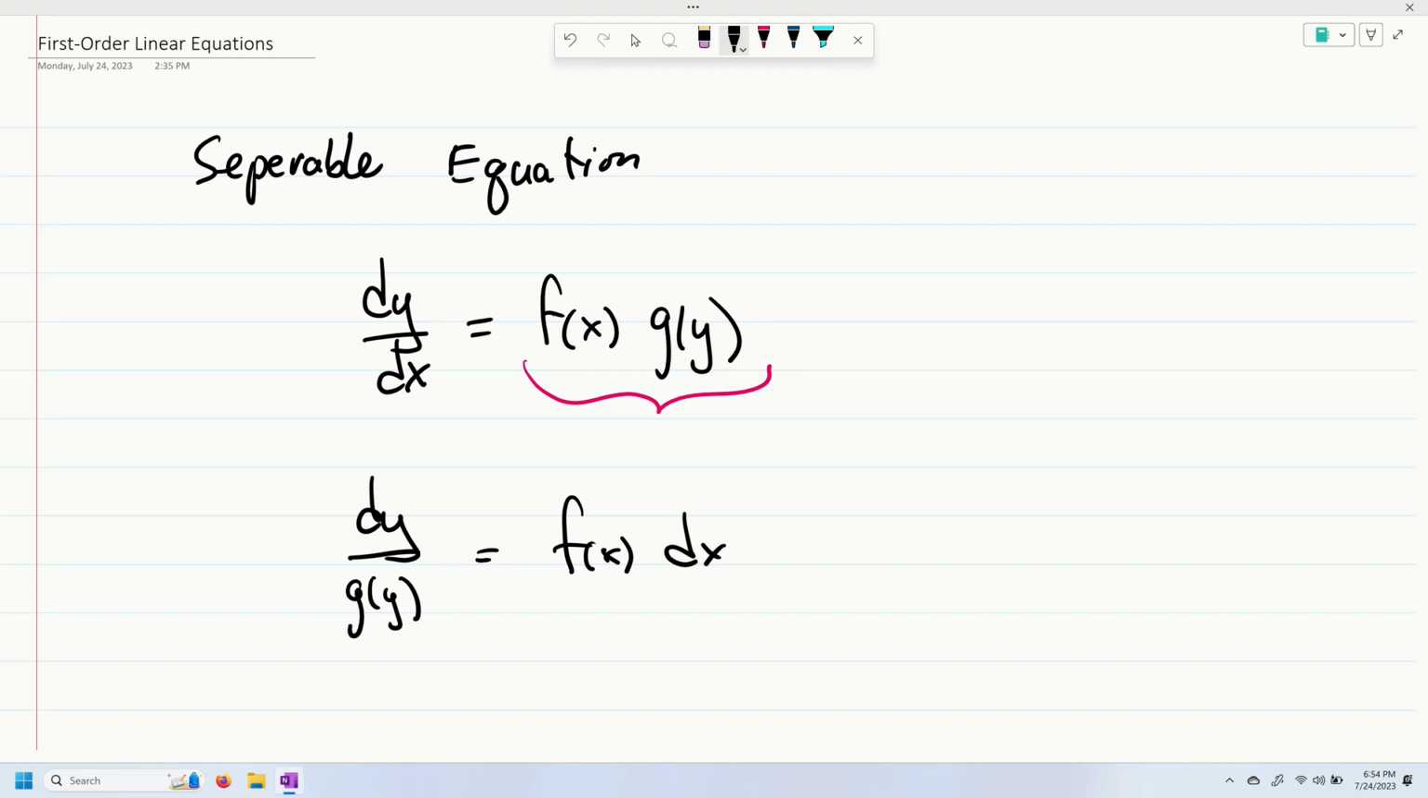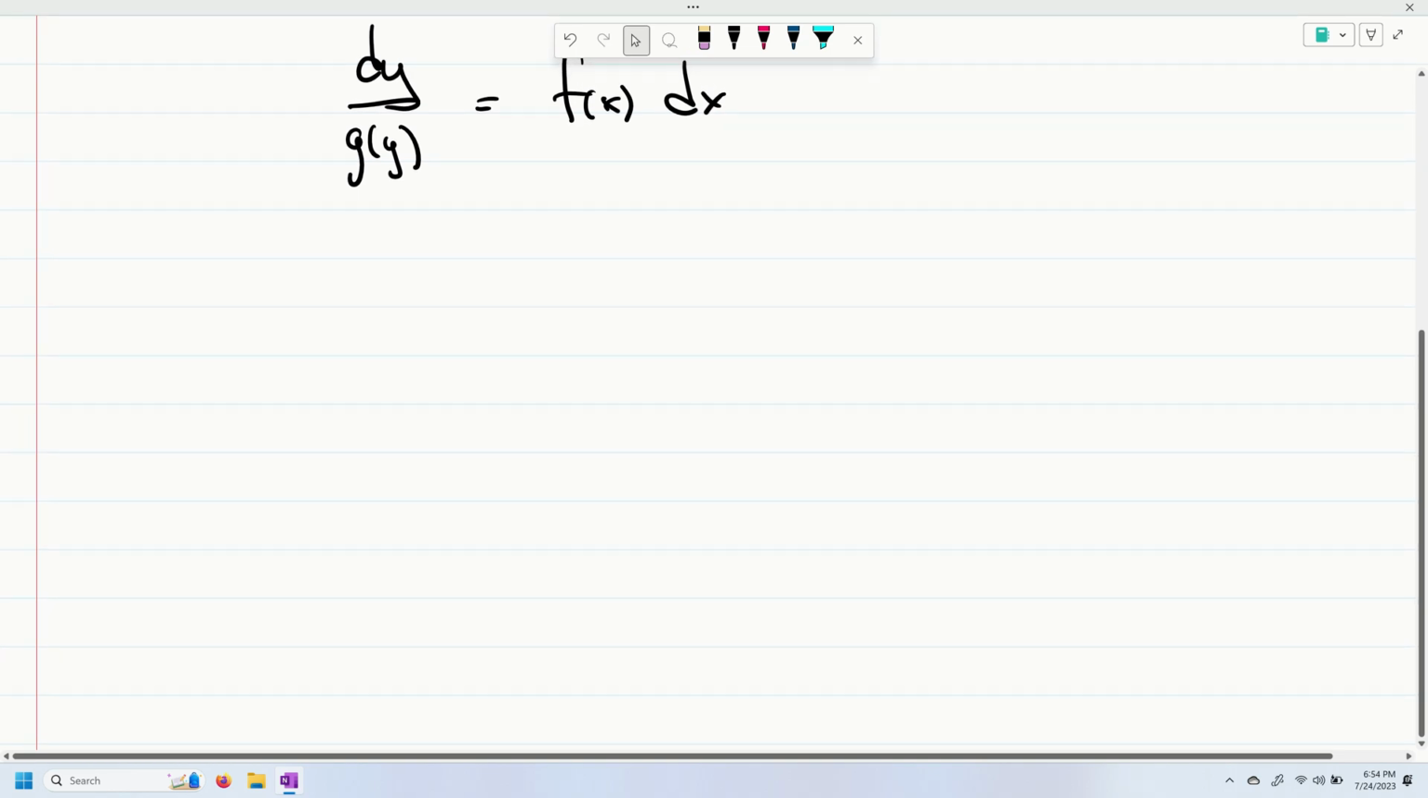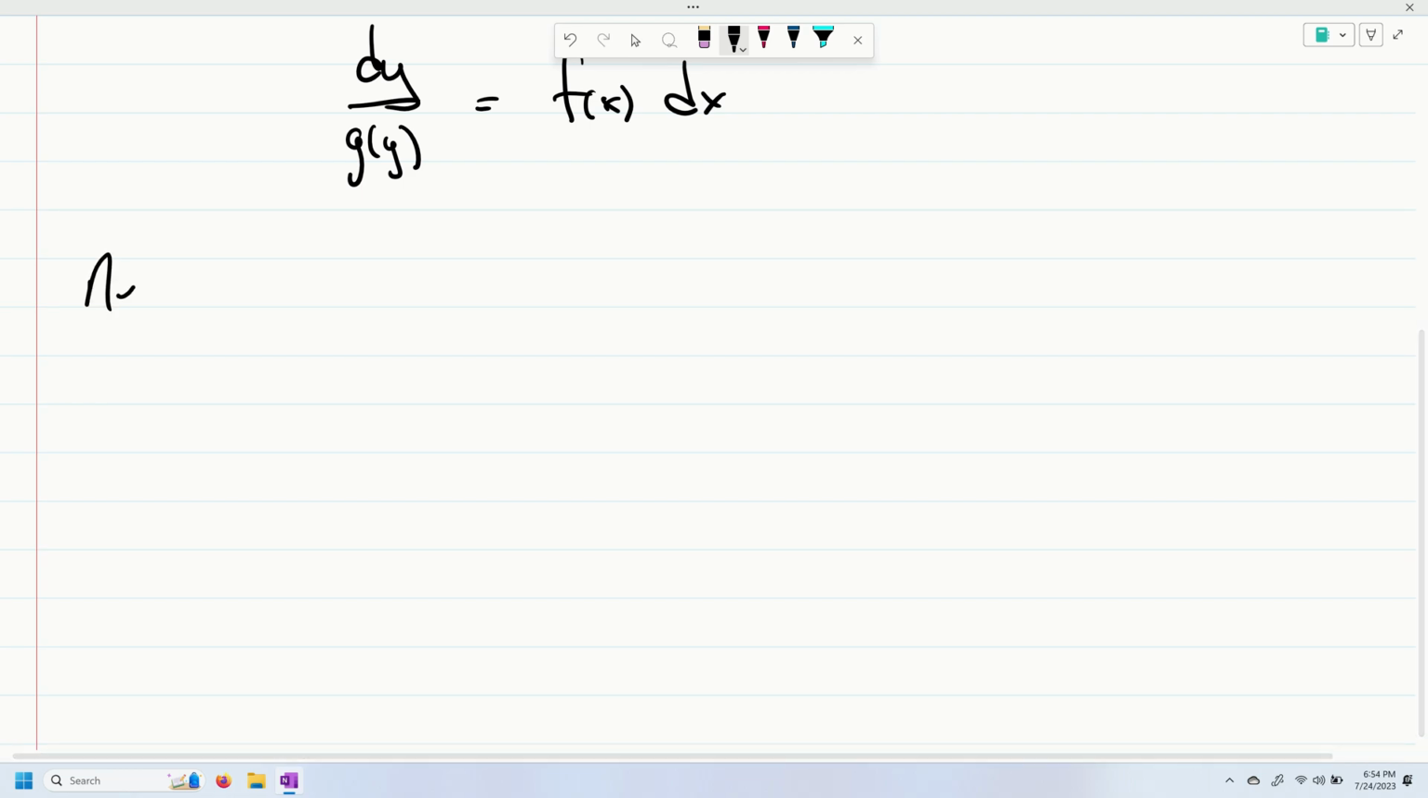But the question becomes, what if it's not separable? Are there other types of diff EQs? And the answer is absolutely. In fact, one of the most famous is one that we're all familiar with, which is Newton's second law. We are all familiar with this.